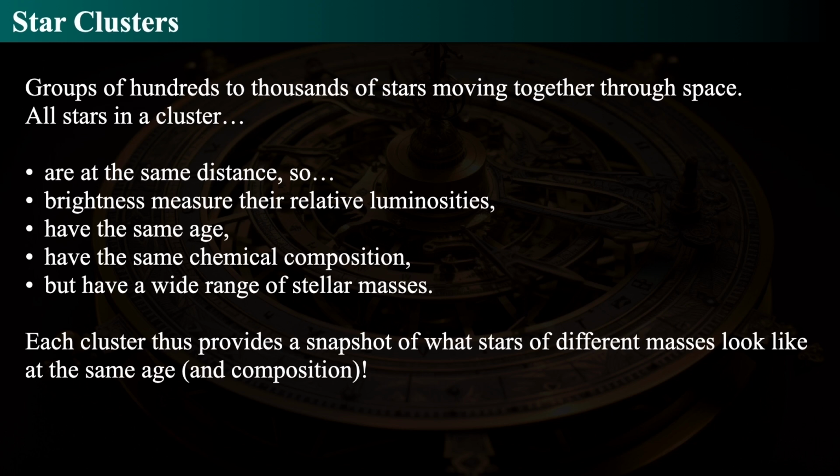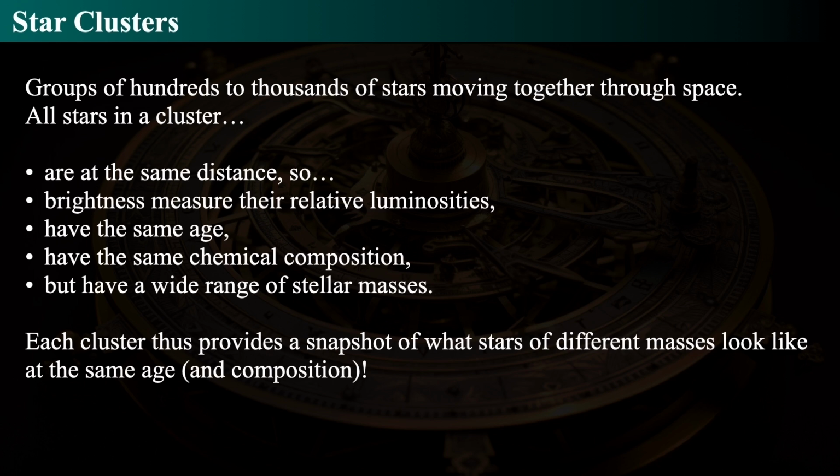So star clusters are grouped, maybe a few hundred stars to many thousands to hundreds of thousands, if not millions of stars moving together through space. And all the stars in the cluster are roughly at the same distance. So if you measure the brightness, you're measuring their relative luminosities, or how luminous they are with respect to each other. And because they're clusters, we're assuming they all have the same age, because we're assuming that they were all born together at once inside that cluster.